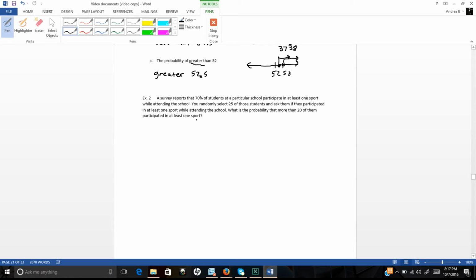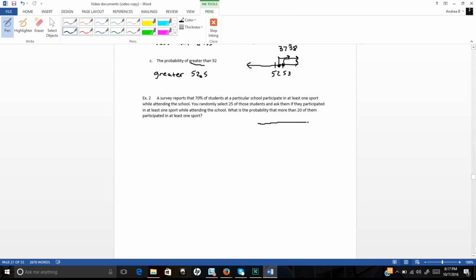What is the probability that more than 20 of them participated in at least one sport? So we definitely don't want to go through and have to calculate this like we did back in the binomial case, because otherwise we'd have to go through and calculate it for 20 and 21 and 22 and everything above that until we got to the 25 there to find the probabilities and then add those all up like we did before. So the quicker way here now is to do this continuity correction.